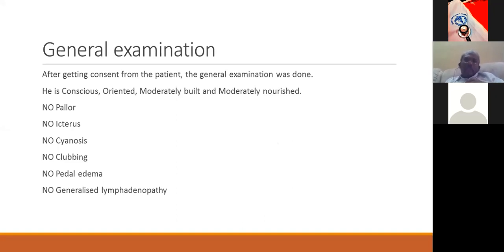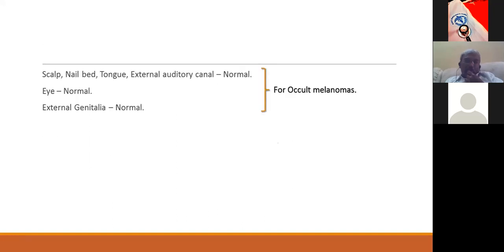See, when you're talking about consent, you tell it in one go. You don't take a general examination consent and a local examination consent separately. After taking a well-explained consent, if you are dealing with a lady patient or a male patient, with the chaperone or with an attendant, the patient was examined. That is the point. Go ahead. So you don't have any positive findings in the general examination. Go to the local examination.